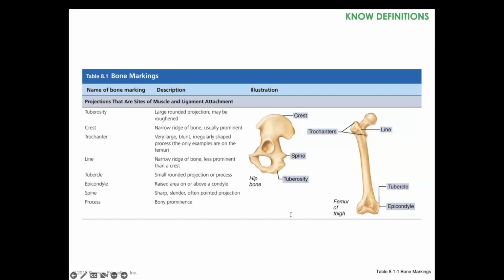And then the last one on the slide we have is a tuberosity. A tuberosity is a large rounded projection that is usually very rough and bumpy, and it may have divots similar to the divots on the surface of a golf ball.